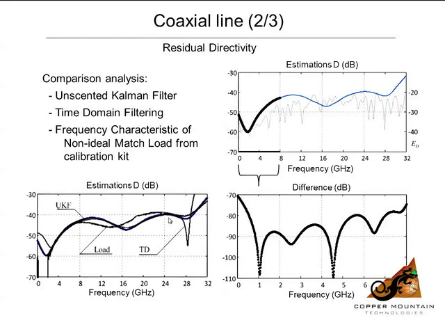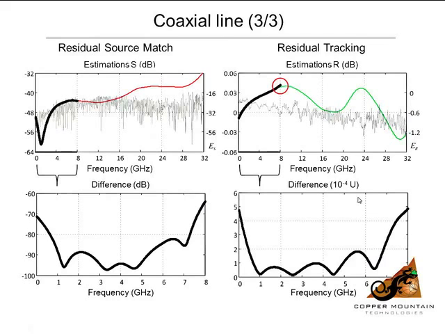And then just to provide some commentary, the results match quite well between the unscented Kalman filter algorithm and the time domain method. To the extent they deviate from the characterization of the load here, we attribute that to a sort of shortcoming of the load's characterization above 7 gigahertz. But the comparison between the two methods over the frequency range up to 8 gigahertz is below minus 70 dB, which we thought was quite good.